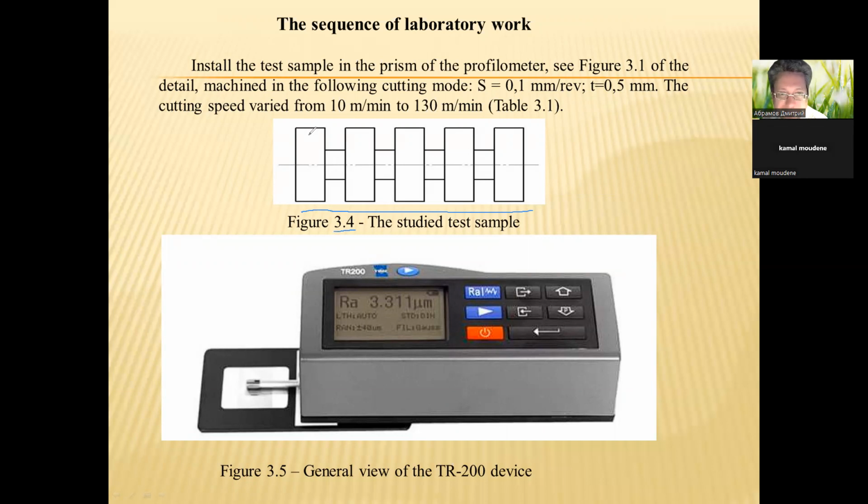You can see first, second, third, fourth, and fifth surfaces. These surfaces were machined with different modes, and roughness on these surfaces are different.